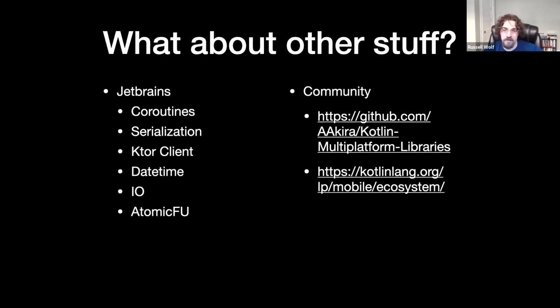Instead, the ecosystem is getting big enough that it's easier to just link to where there are lists of things. So that first GitHub repo for a while has been a nice community maintained list of libraries that are out there. And then there's another page on the official Kotlin linking site. And maybe in the future also yours.